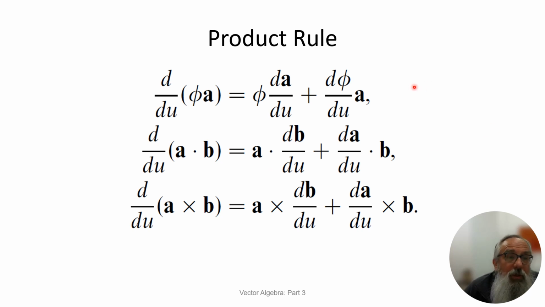The product rule is expanded for vectors like this. For a scalar times a vector, we just do the product rule on those as we would normally. For the dot product, similarly as we would normally with a dot product, and for the cross product, similarly as we would normally do in the cross product that you're familiar with. So it's the product rule that you're familiar with.